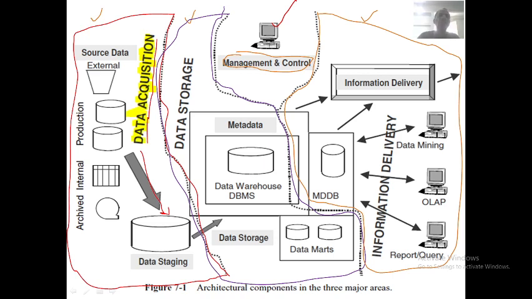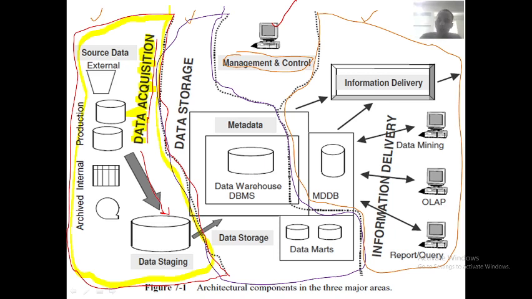First one is data acquisition. For this the scope is up to this much. These are all the components that come under data acquisition. Got it? In data acquisition, what are the various operations we carry out? Data extraction, data transformation, and data staging. These are the three things we carry out in data acquisition.